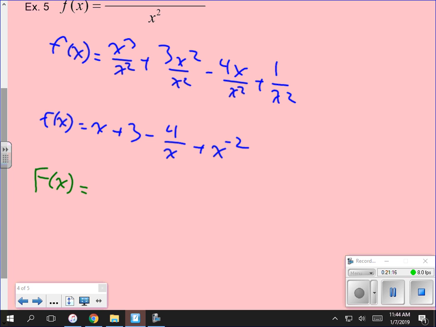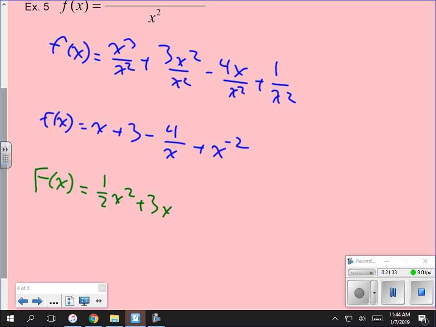The antiderivative of x would be 1/2 x squared. Increase the power by 1. I don't have a coefficient in front. It's really easy. My antiderivative is easy. The antiderivative of 3 is 3x.